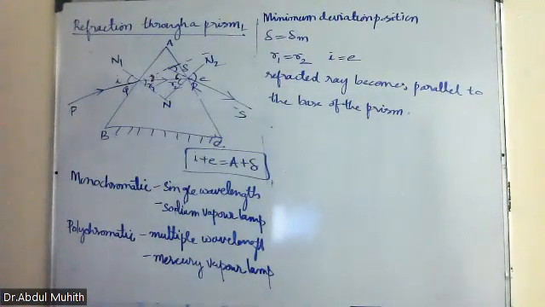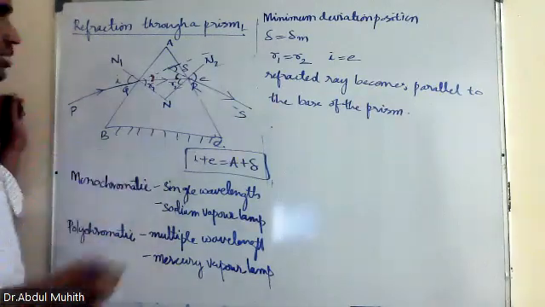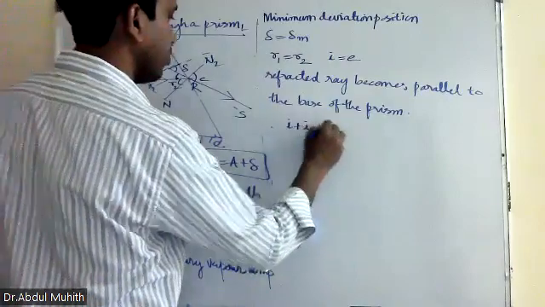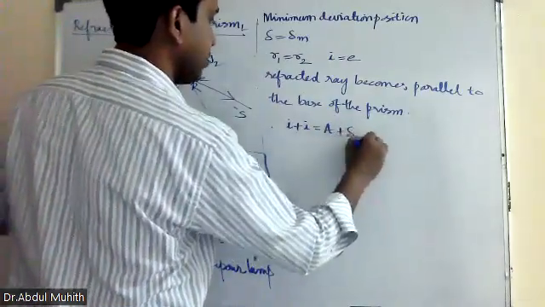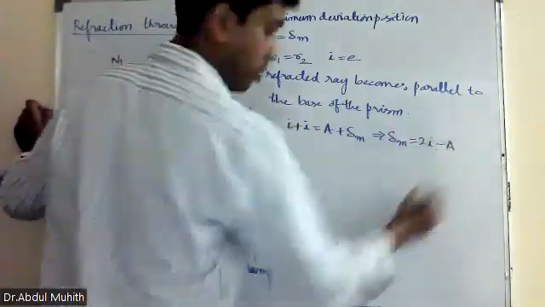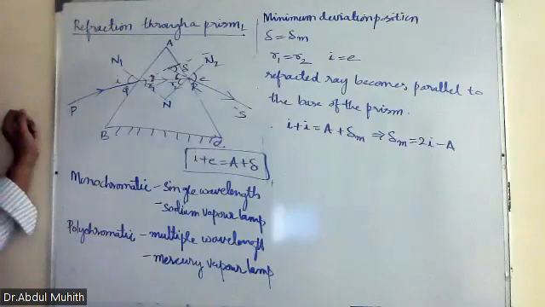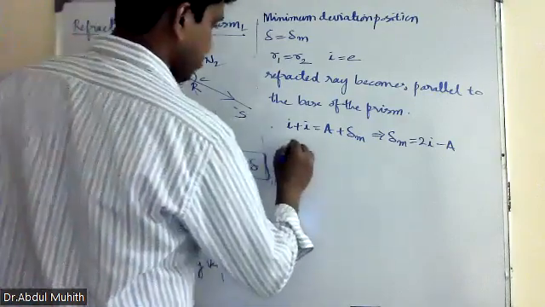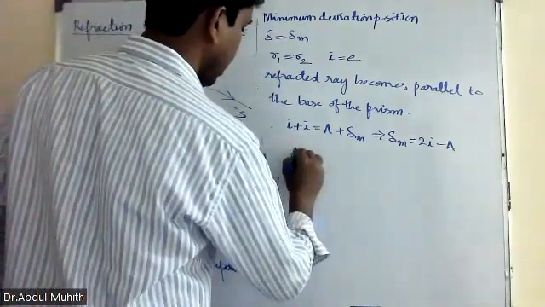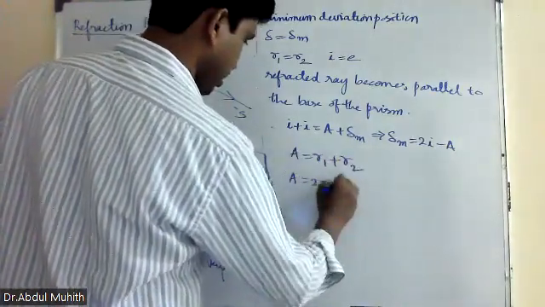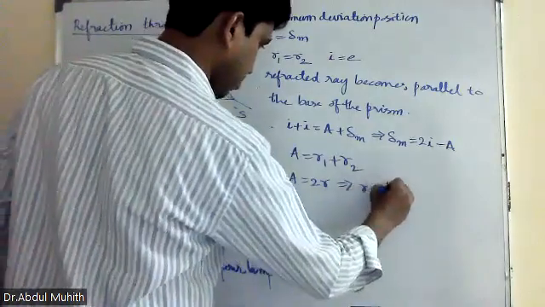Now, in that case, what will happen? I plus E is equal to A plus delta, right? So now I plus I will be equal to A plus delta M. So delta M equal to how much? 2I minus A. This is the next formula. Delta M is equal to 2I minus A. Now, next one, what do we have? Angle A equal to R1 plus R2, right? So A will become equal to 2R, which implies R is equal to A by 2.